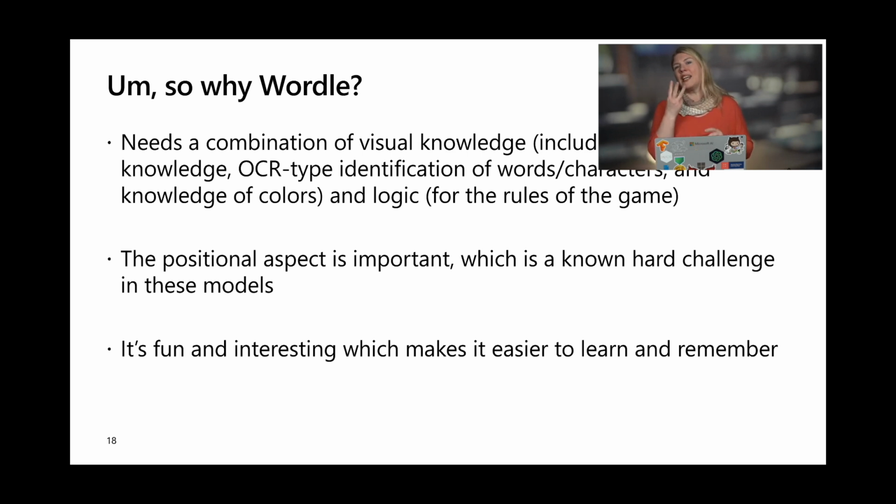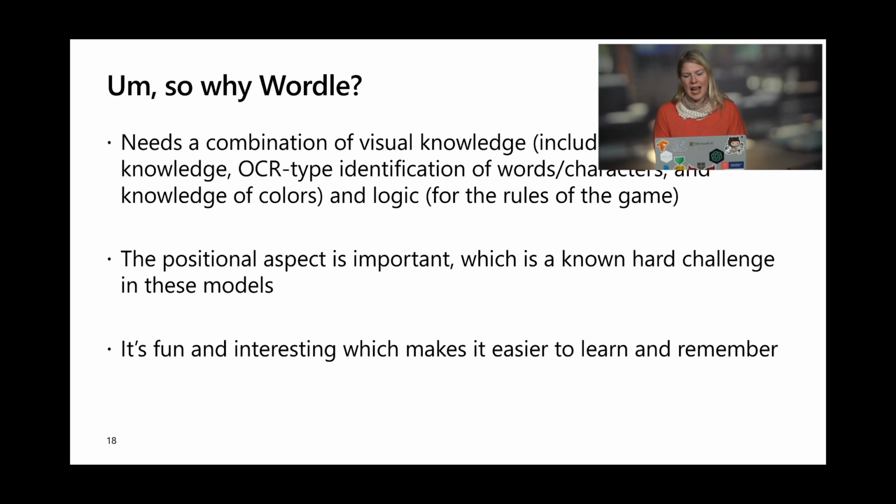So specifically, I need 3 different things when I'm trying to parse the feedback from a Wordle puzzle. I need positional knowledge because I need to know which character is in which position. I need OCR type capabilities, so I need to be able to read each character from that image. And I need to know the colors to identify if they're actually in the right spot or not. All of that visual knowledge plus the logic to give me the rules of the game.